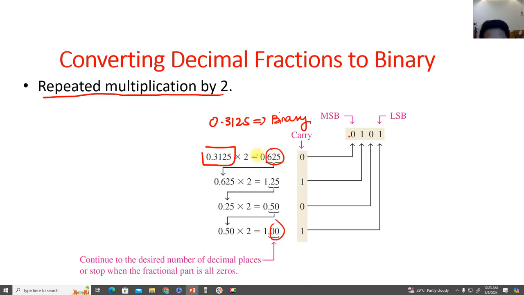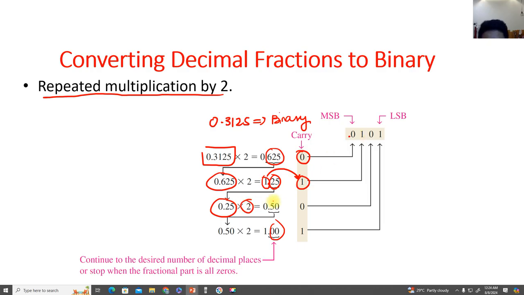So, for example, 0.3125 times 2, that's 0.625. There is no carry, so that's 0. 0.625 times 2 is 1.25. So, you have a 1, your carry now becomes 1. So, you care about the carry. If there's no carry, that's 0. If there's a carry, you write the carry. And then you're going to get, again, the decimal part only, of 1.25.